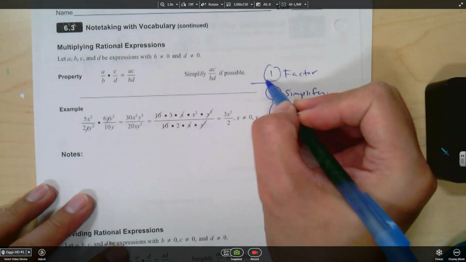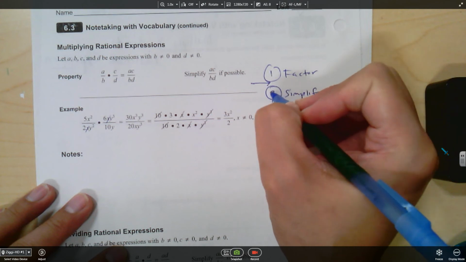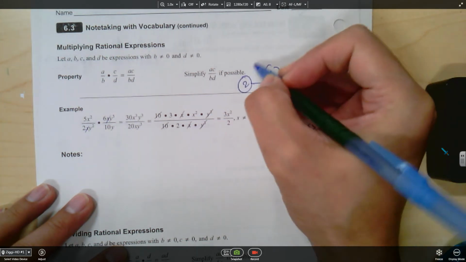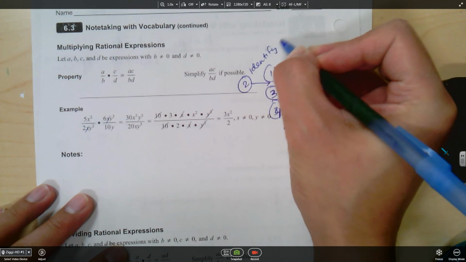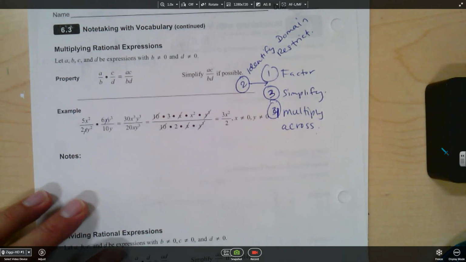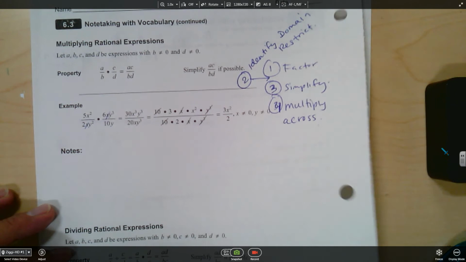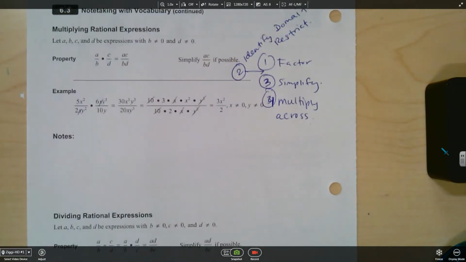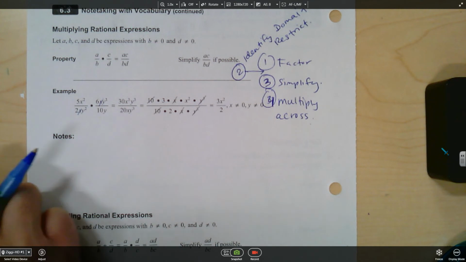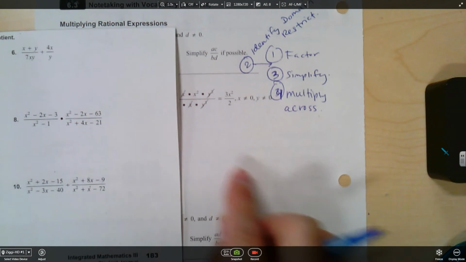One quick thing: maybe I should have said step 2 here. Let's switch our steps here. I want you to identify your domain restrictions here. Let's do the example so you know what I mean by identifying the domain restrictions right after you factor. On the next page are some multiplication problems, starting with an example of a multiplication problem like this one. Let's do 8 as our example here.